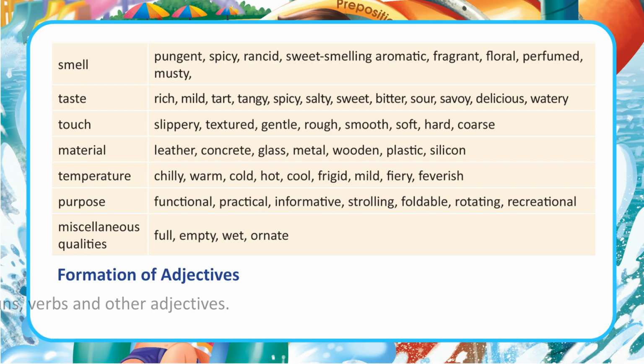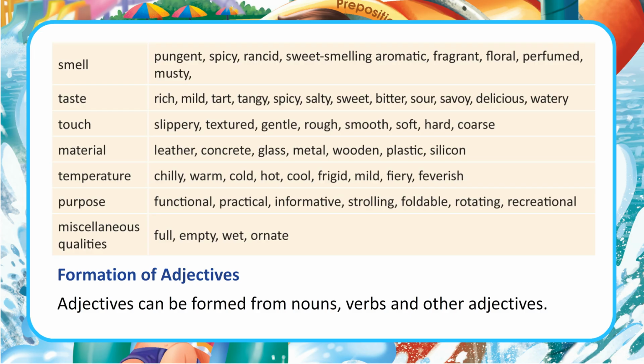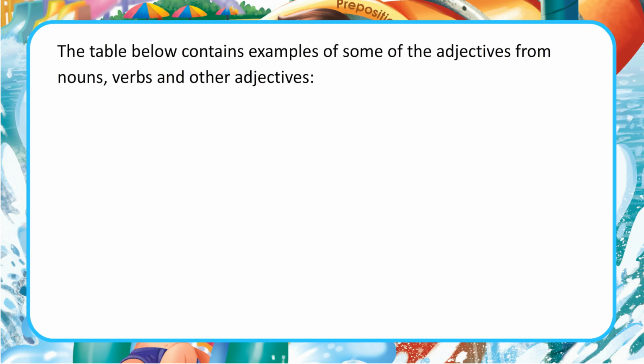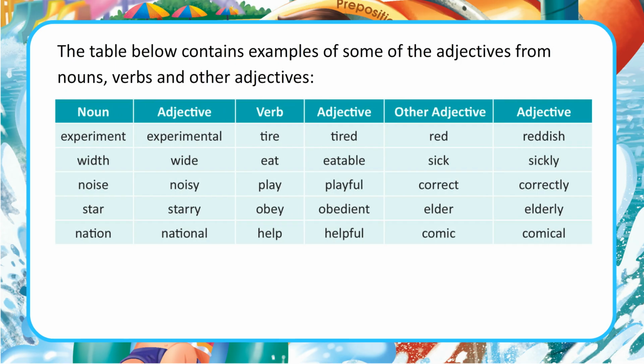Formation of adjectives. Adjectives can be formed from nouns, verbs and other adjectives. The table below contains examples of some of the adjectives from nouns, verbs and other adjectives. Noun, adjective. Verb, adjective. Other adjective, adjective. Experiment, experimental. Tire, tired. Red, reddish.